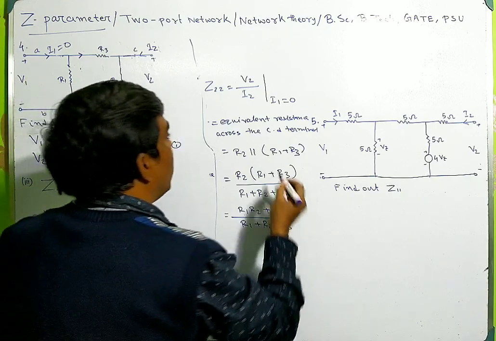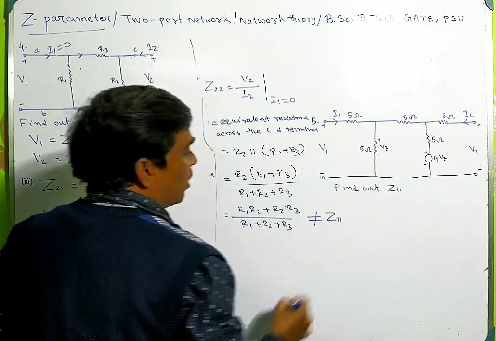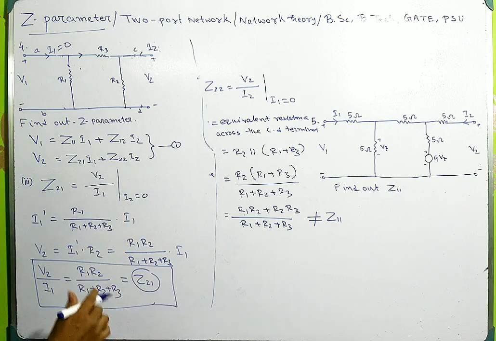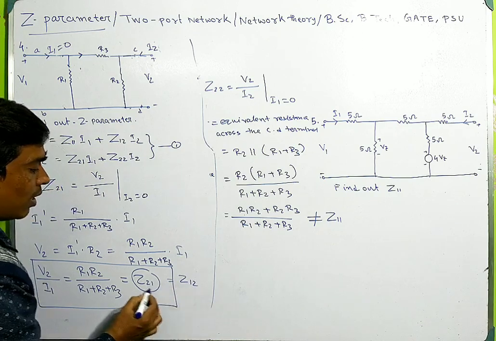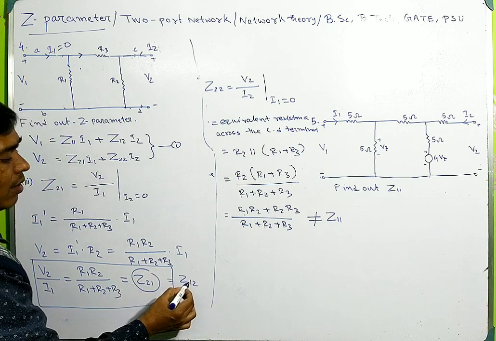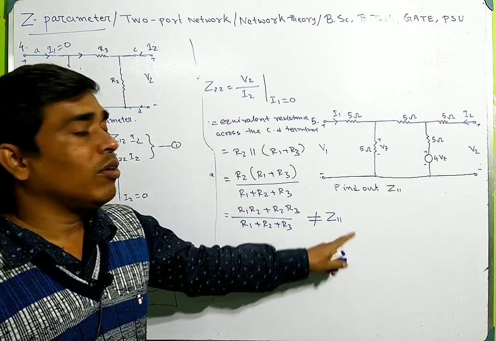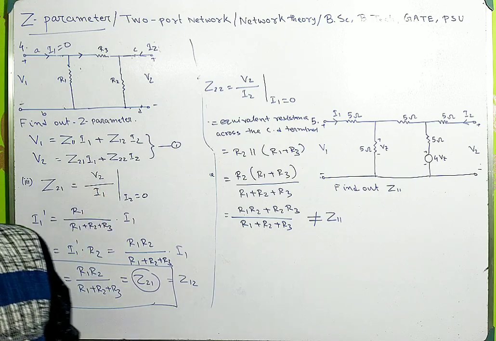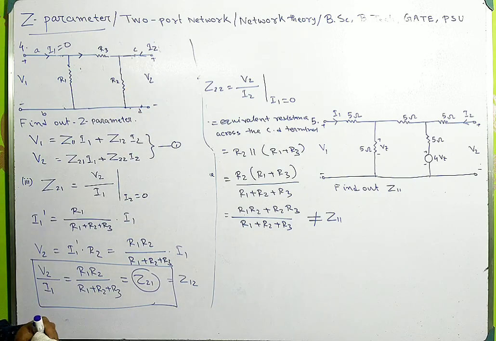This is Z22, and this is not equal to Z11. So this circuit is not symmetrical, but this circuit is reciprocal, because Z21 and Z12 are equal, but Z22 is not equal to Z11. So in this way you can find out the Z parameters of this network.